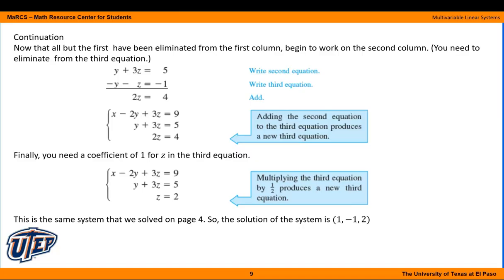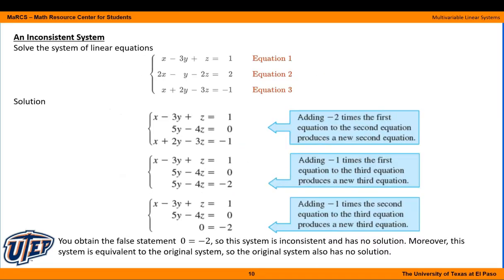Notice that this is exactly the same system we solved earlier using back substitution. Therefore, the solution is (1, -1, 2). Gaussian elimination transformed the original system into a form that made solving straightforward.